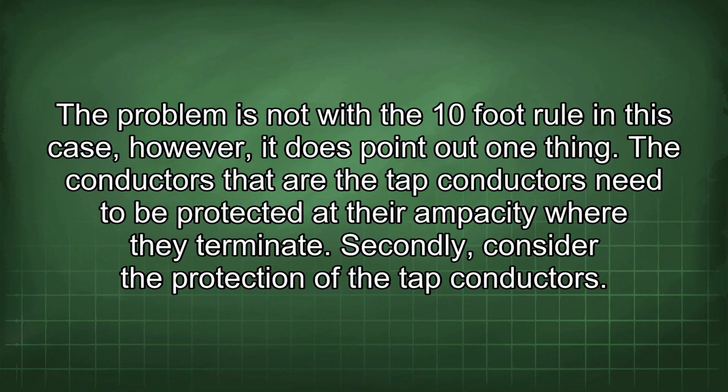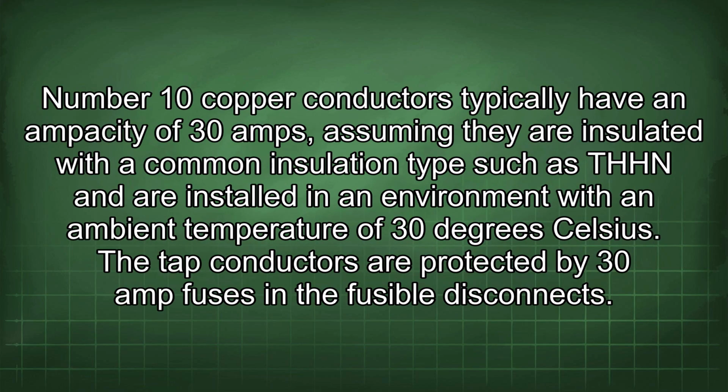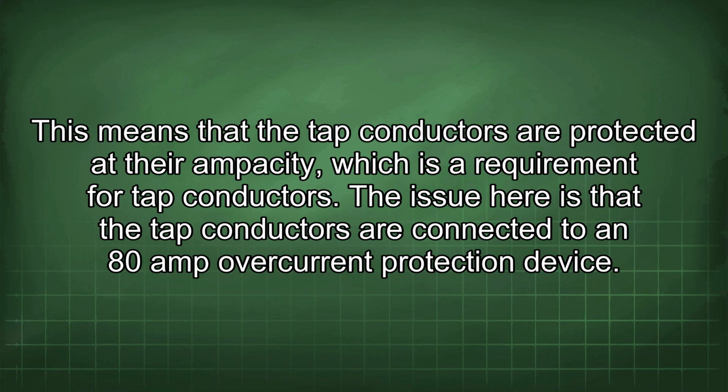Secondly, consider the protection of the tap conductors. Number 10 copper conductors typically have an ampacity of 30 amps, assuming they are insulated with a common insulation type such as THHN and are installed in an environment with an ambient temperature of 30 degrees Celsius. The tap conductors are protected by 30 amp fuses in the fusible disconnects. This means that the tap conductors are protected at their ampacity, which is a requirement for tap conductors.